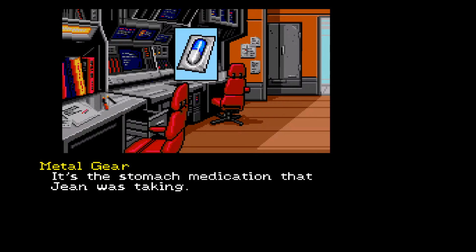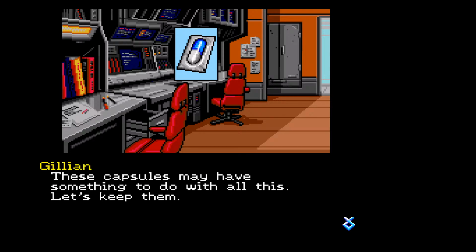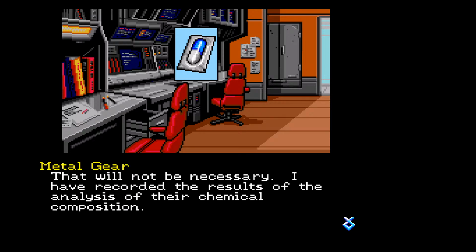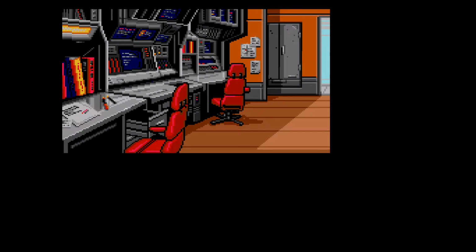Alright, let's look at the capsule. It's the stomach medication that Jean was taking. These capsules may have something to do with all this. Let's keep them. That will not be necessary. I have recorded the results of the analysis of their chemical composition.